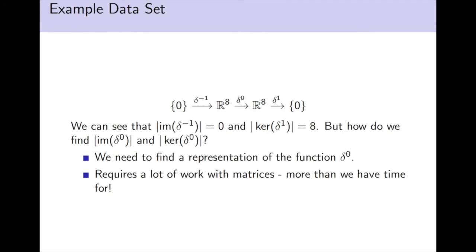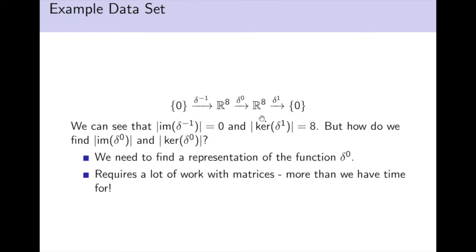So the good news is we can find two of these things right off the bat just by thinking carefully about the maps in our Čech complex. If we look at delta negative 1, we see it goes from the trivial vector space into R^8. Now, the image of delta negative 1 is the stuff in R^8 that maps over through delta negative 1 from the trivial vector space. But the only thing we can send over is 0. And since delta negative 1 is a linear map, 0 in the trivial vector space maps to 0 in R^8. So the only thing that can be in the image of delta negative 1 is 0, and therefore the dimension of the image of delta negative 1 is also 0.